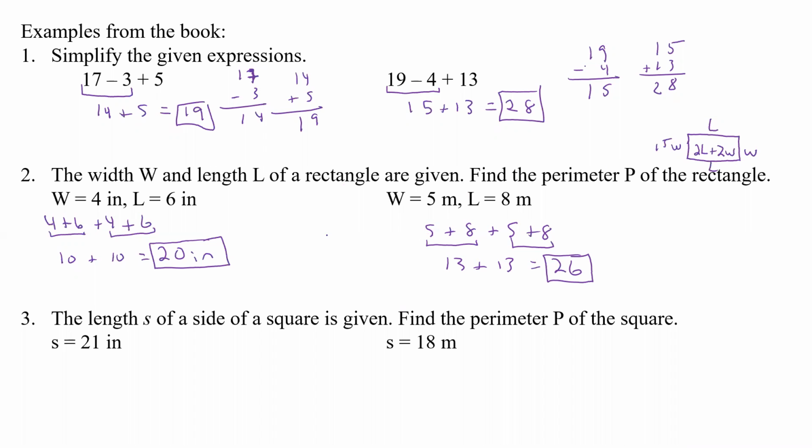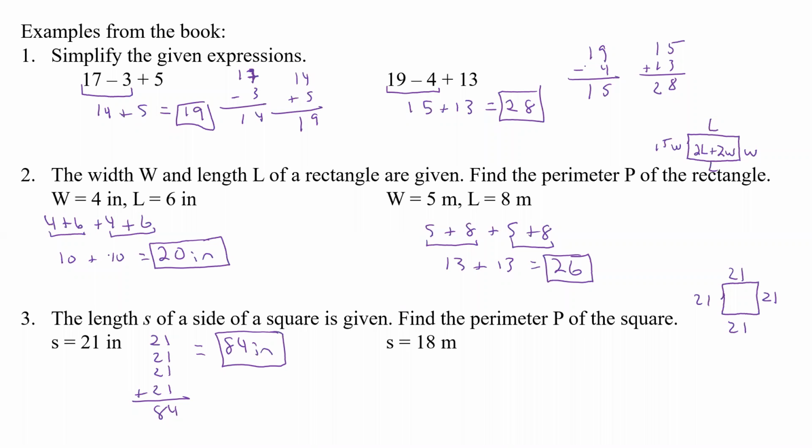All right, so that's a rectangle. Now what about the square? Well, remember the square, all sides are the same. So if we have 21 inches, that one's going to be 21, that's going to be 21, that's going to be 21, that's going to be 21. So we could just add 21 four times. If we did that, we could line them up on top of each other and add. So we have 1, 2, 3, 4, 2, 4, 6, 8. And so we would get 84 inches as our perimeter.